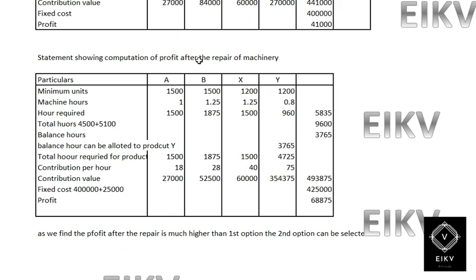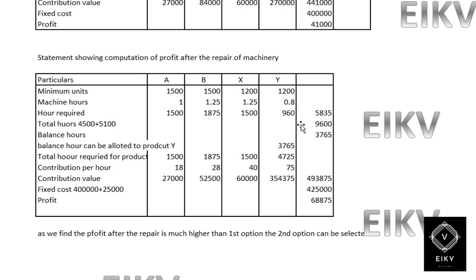Now the statement shows computation of profit after repairing of the machinery. It has been mentioned in the illustration that if a repair is made, then all the products can be manufactured on both machines. So such a statement has been prepared here. First of all, minimum units. Then we have machine hours. Hours required for manufacturing minimum units means minimum units into machine hour, and you get the total hours required for minimum units.